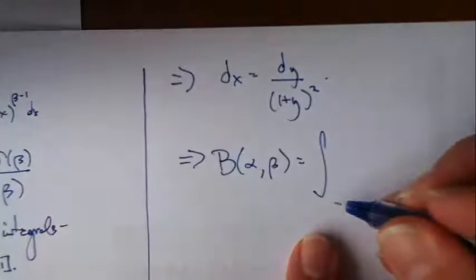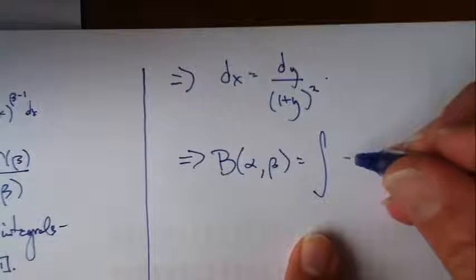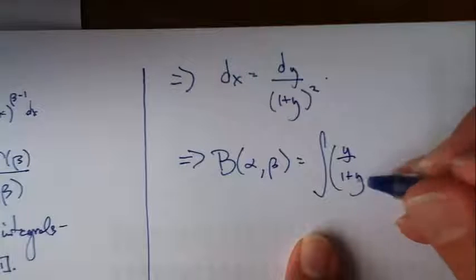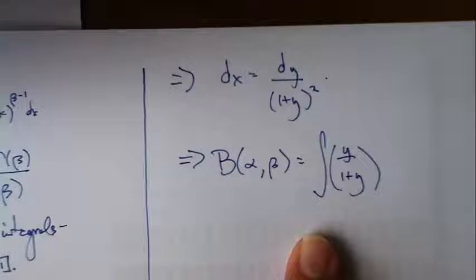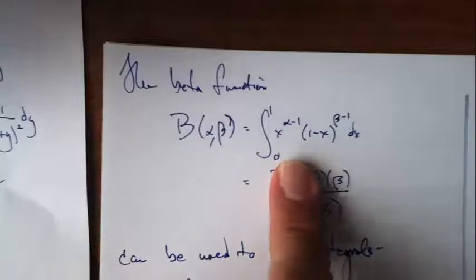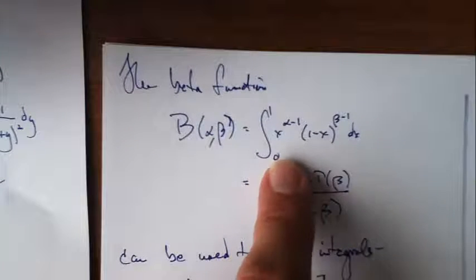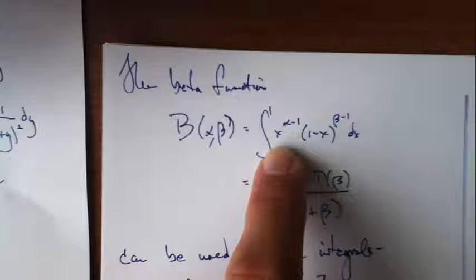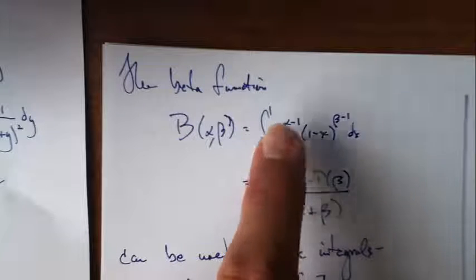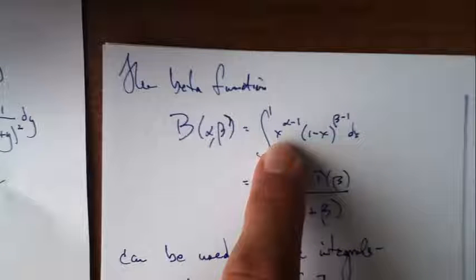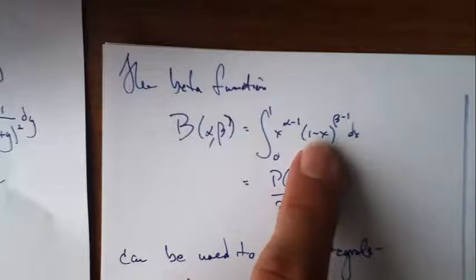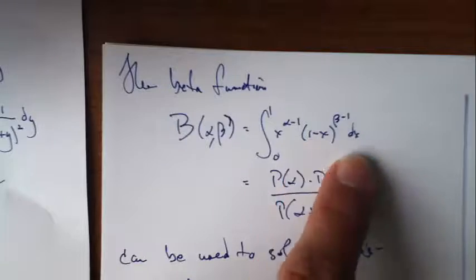I'm not going to fill in my limits yet. I'm going to wait a second on those. Remember, x is y over 1 plus y. Remember what we're doing here. I'm starting with the way the beta function is usually written, like this, and I'm making that substitution. X is y over 1 plus y. Sticking that in there, and then sticking it in there. Right? Okay.